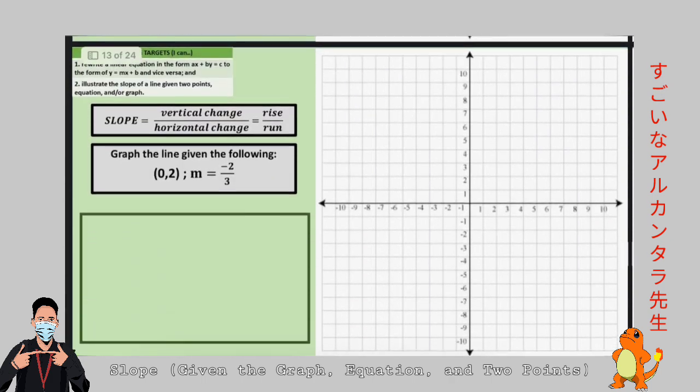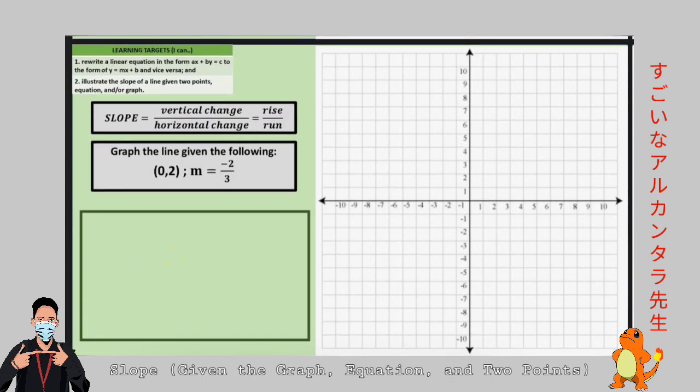Let's have another one right here. What we do here first is, again, we start by plotting the point 0, 2, where 0 is our x and 2 is our y. And as you can notice again, our slope is none other than negative 2 over 3. This implies again that our negative 2 is our rise and our 3 is none other than the run. So this will help us out a lot in identifying the next point that is missing.